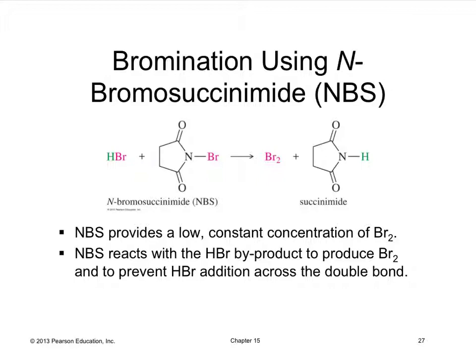Bromination using N-bromosuccinimide. Here's N-bromosuccinimide. In the presence of HBr, it will generate Br2 and succinimide. It provides a low, constant concentration of Br2, right? And it reacts with the HBr byproduct to produce Br2 and prevent HBr addition across the double bond.